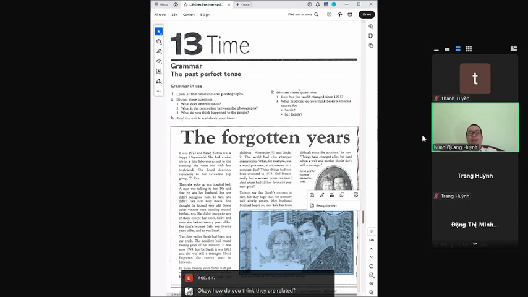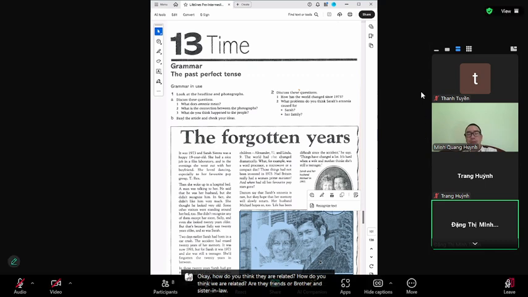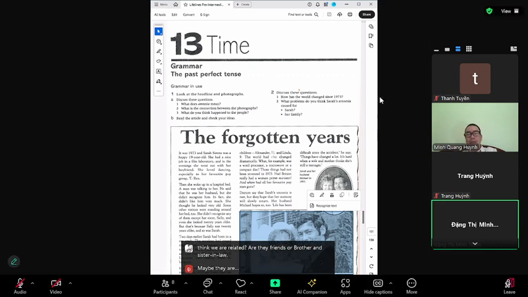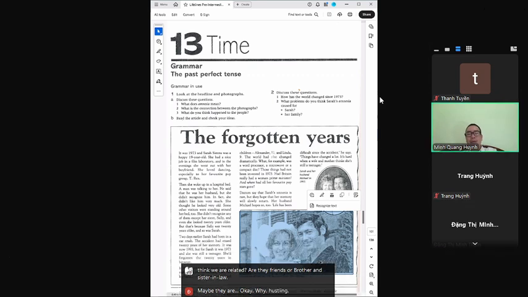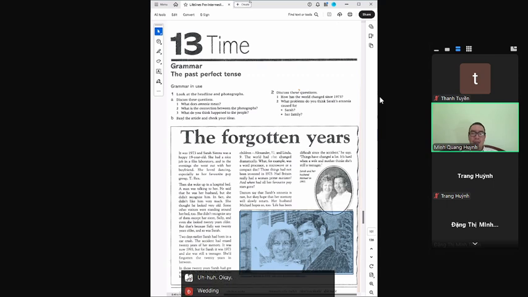How do you think they are related? Are they friends or brother and sister? Maybe they are husband and wife. Maybe the picture was taken when they married. Yeah, maybe it's their wedding day, right? And they are married. Okay, very good.